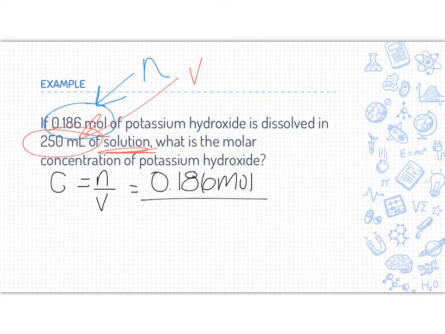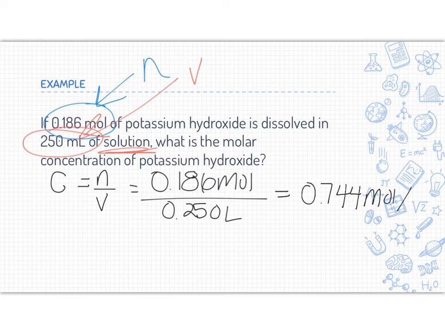Volume was 250 milliliters, which is 0.250 liters. Again, it has to be in liters because our unit will be moles per liter. We don't want moles per milliliter. That's silly. So our final answer here, I got 0.744 moles per liter. Significant digits are going to come into play here. We have 3 in our question in both cases, so we need to keep 3 in our final answer.